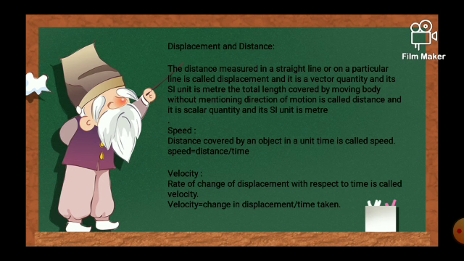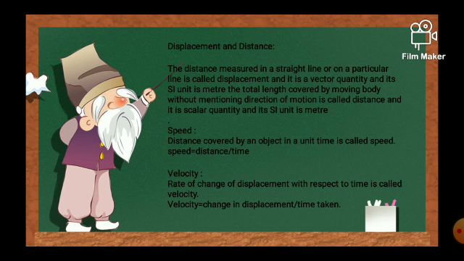Okay, guys, welcome. While distance, the total length covered by a moving body without mentioning direction of motion, is known as distance. They are saying that the total length covered, if a car is moving, and it is just moving in a straight path without any type of direction, is known as distance. Okay, and it is a scalar quantity, and its SI unit is meter.